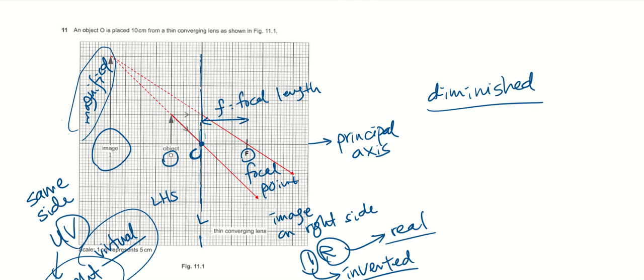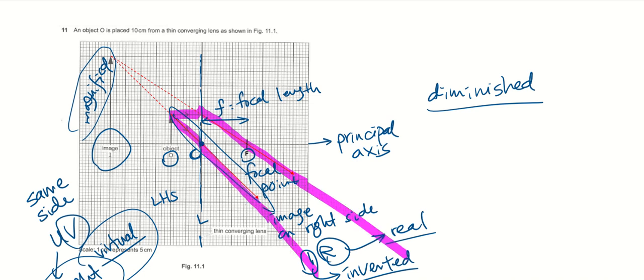But the three light rays that we need to know is one that passes through the optical center. This is the first one. Then the other one will be parallel to the principal axis. Once it touches the lens, it will go and cut F. And then you see that these two light rays actually will never ever meet.